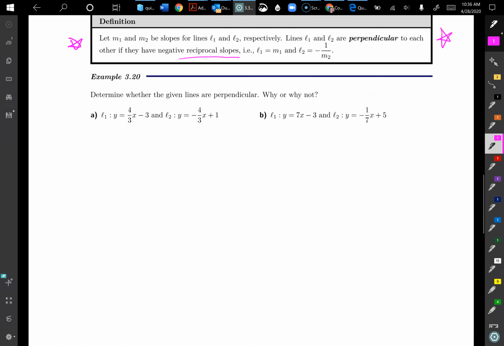So here we have example 3.20. Determine whether the given lines are perpendicular. Why or why not? Again, that's really important. You have to prove it out. You can't just say, yeah, I think so, and that's it.